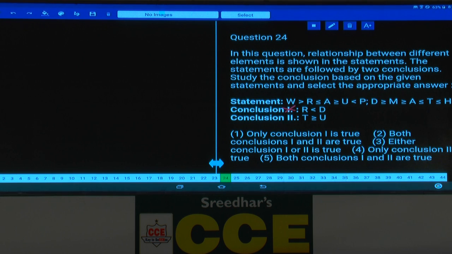Then coming to the next one, T and U. Now between T and U, what is the element which is common here? Again, A is common. A greater than or equals to U and A lesser than or equals to T. That means A lesser than or equals to T means in the reverse, T greater than or equals to A. Now the relation between T and U, T greater than or equals to U, definitely true. And 24, only conclusion 2 follows, choice 4.